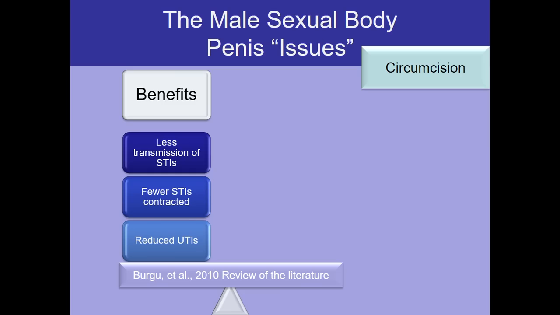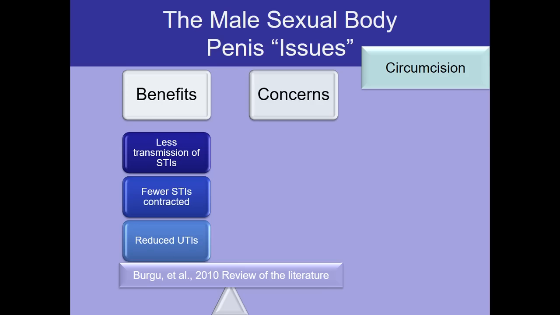Also, your partners are going to have fewer STIs because, on average, the partners of men who are circumcised are less likely to contract an STI from them. Again, because the foreskin can trap bacteria and viruses that could then be transmitted to the partner. And so there are benefits to the man himself, and then to his partners.